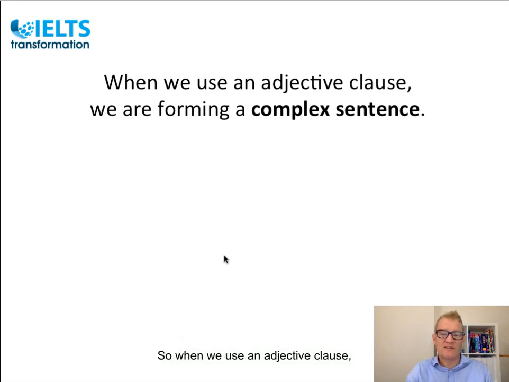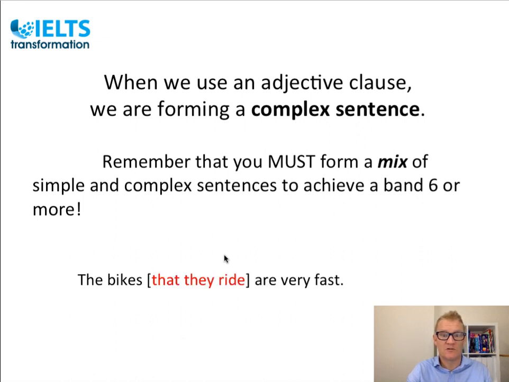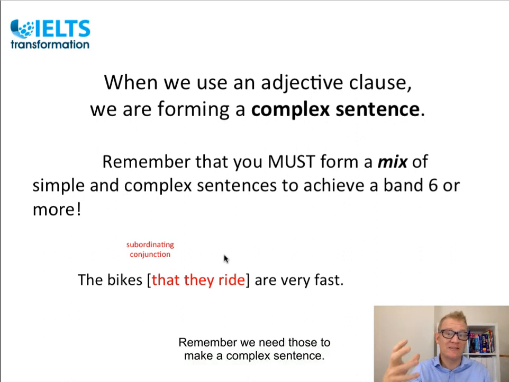When we use an adjective clause, we're forming a complex sentence. Remember, you must form a mix of simple and complex sentences to achieve a band 6 or more. It's not an option, you must. Here's an example. The bikes that they ride are very fast. So that is a subordinating conjunction. Remember, we need those to make a complex sentence.